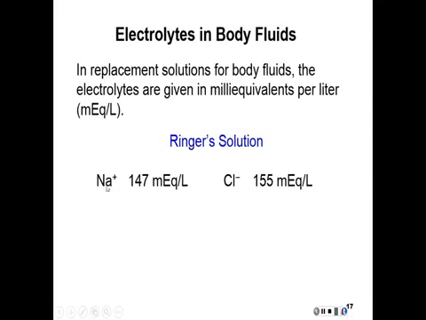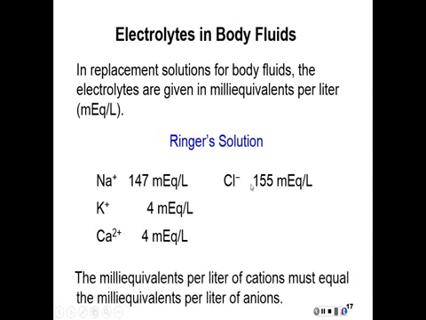So let's see. The sodium concentration is 147 milliequivalents, and the chloride is a little bit higher. That means something else must be providing chloride besides sodium chloride. Potassium ions, 4 milliequivalents. Calcium ions are 4 milliequivalents as well. So if we add up all the milliequivalents for these ions, what's it equaling? It's equal to the negative. So the total concentration of the positive and the negative have to be equal.